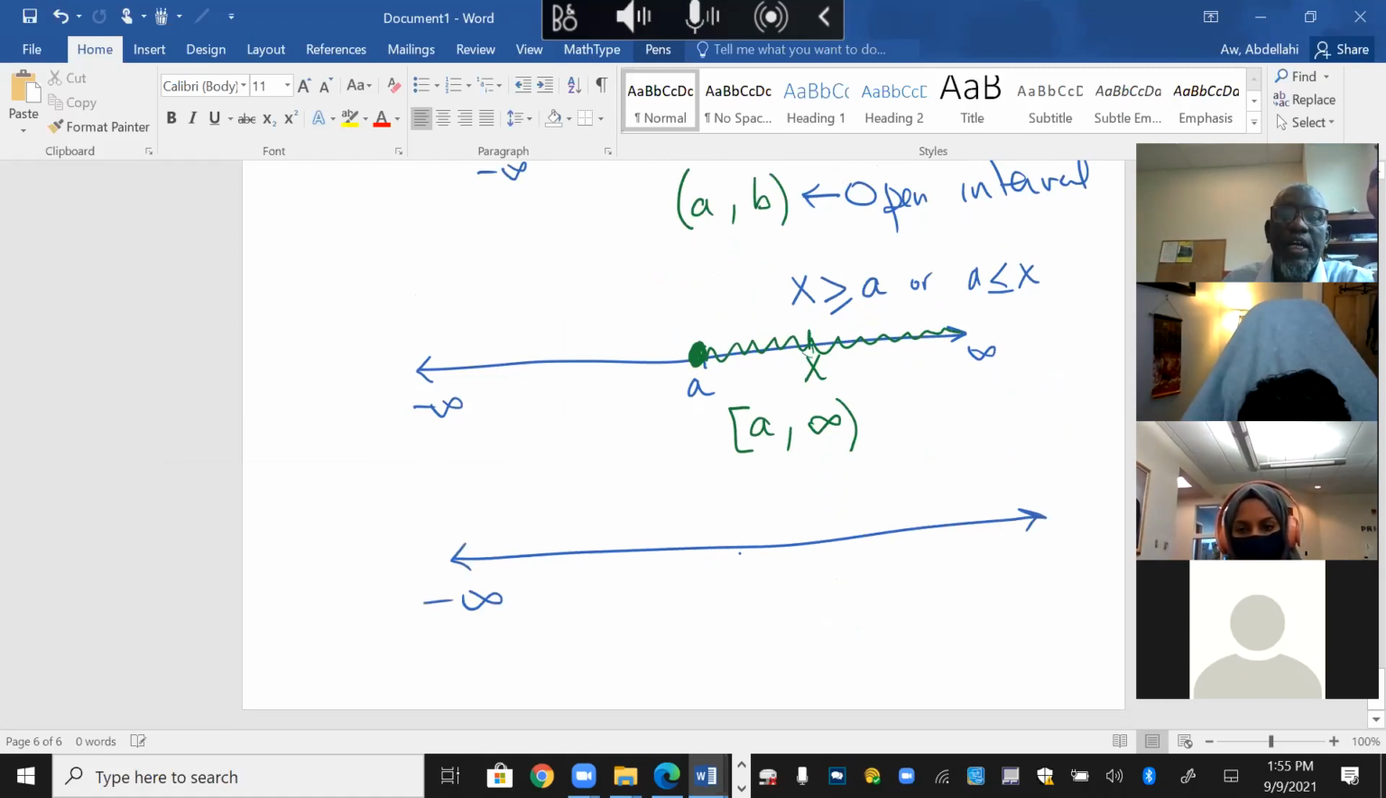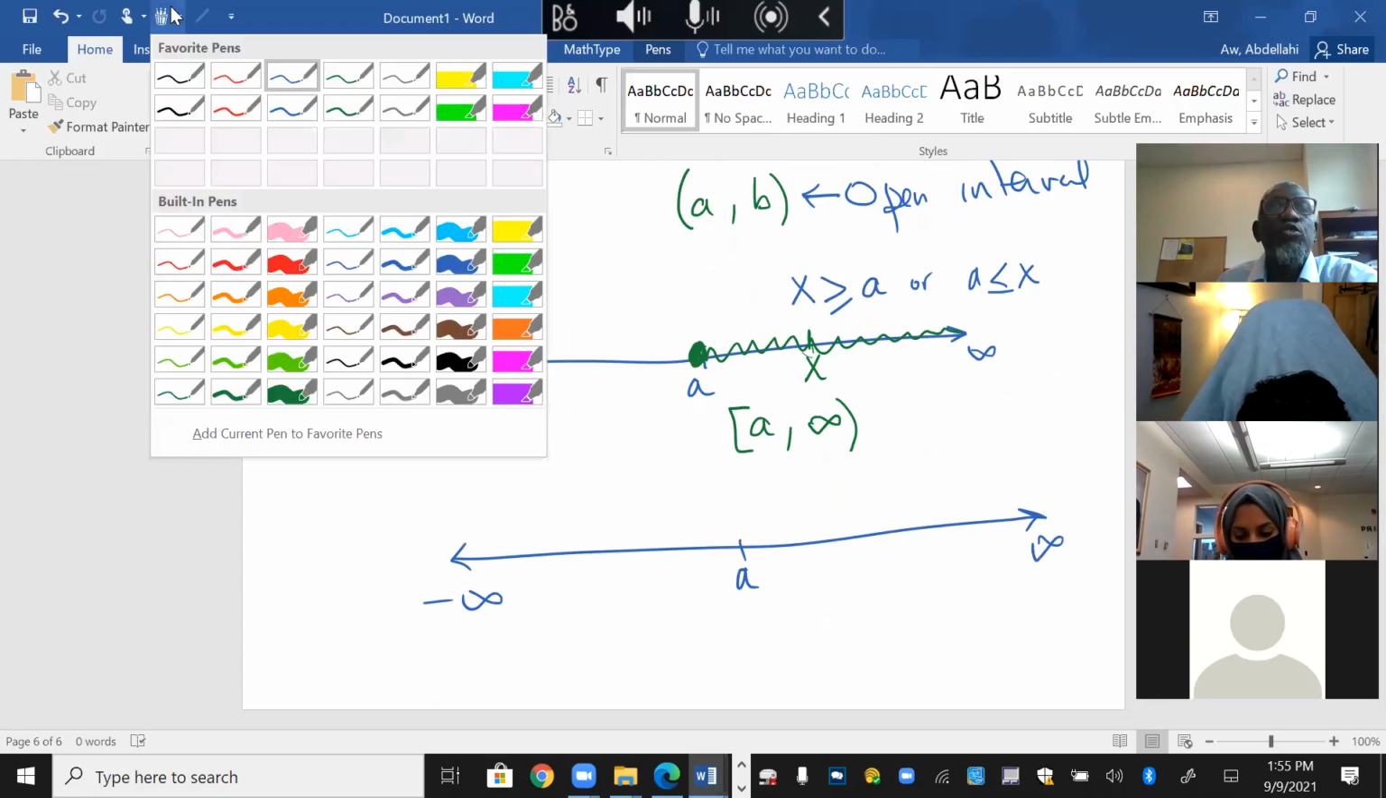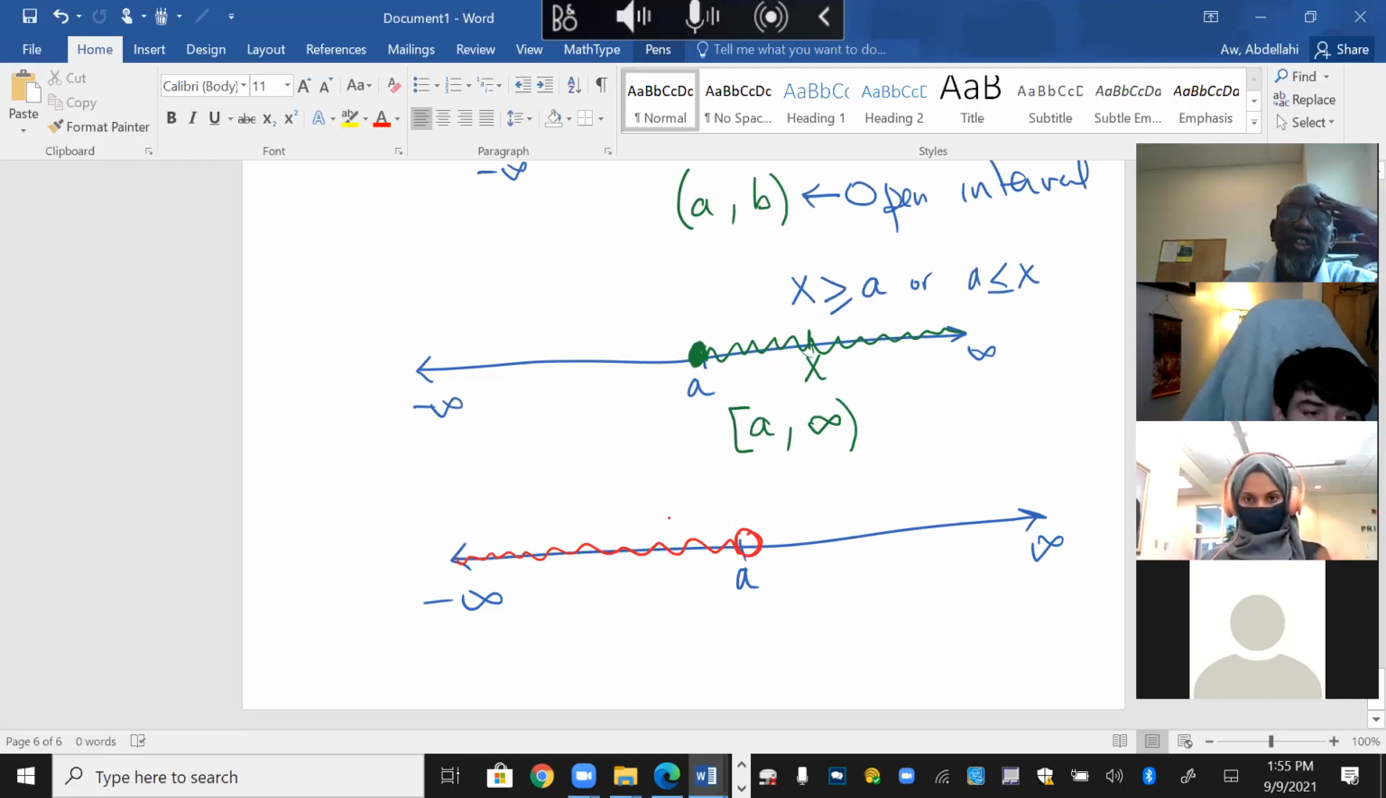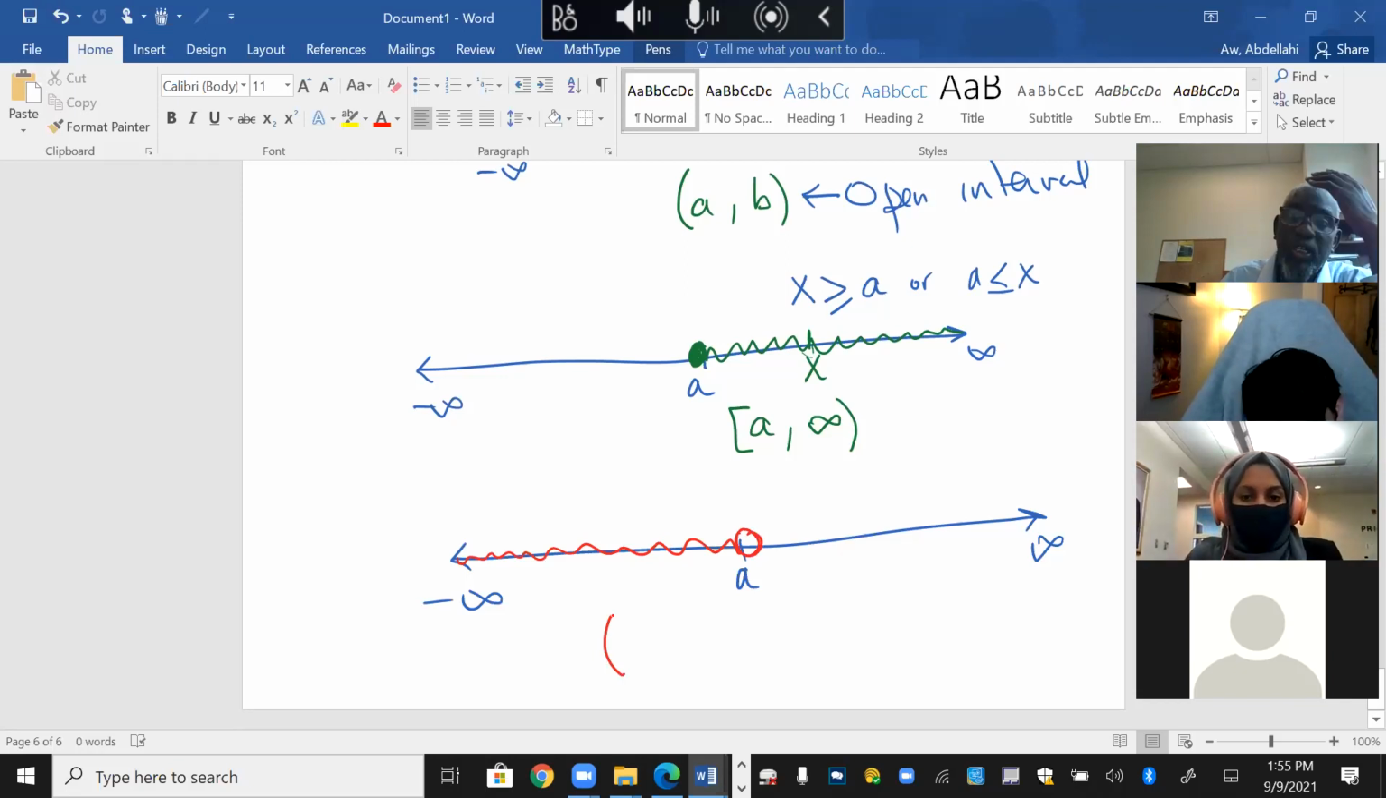And the very last one: negative infinity, I put A somewhere here, and here positive infinity. If I talk about the left side of A, what is this interval right here? Open, right? Both parentheses: negative infinity, A.